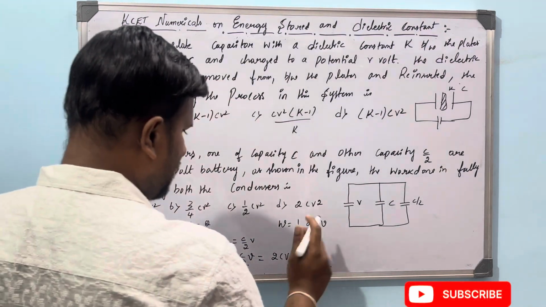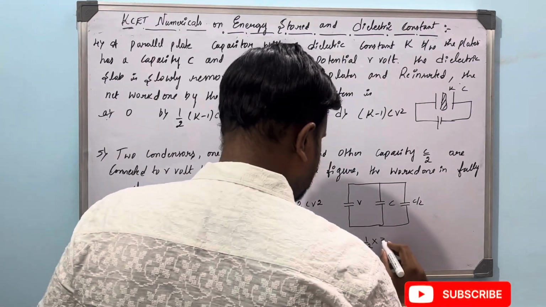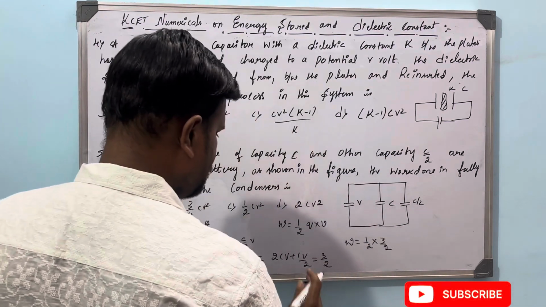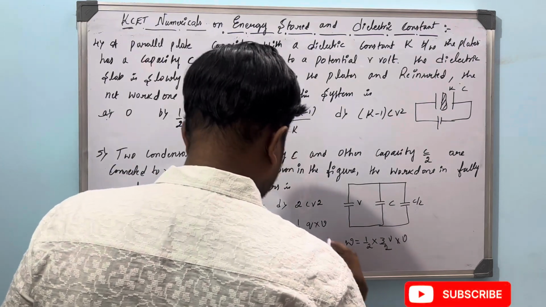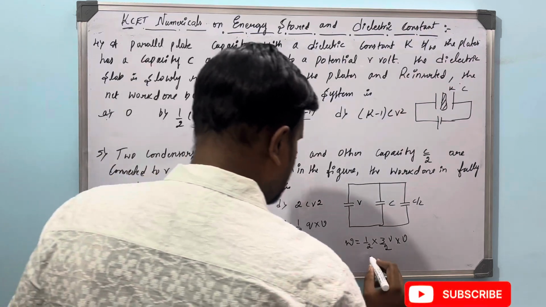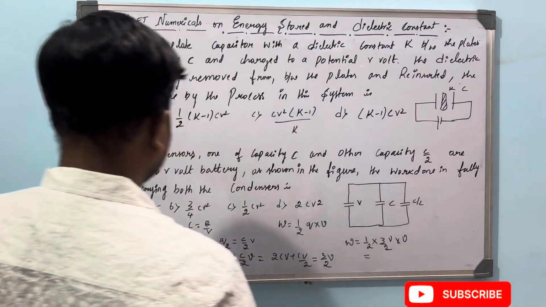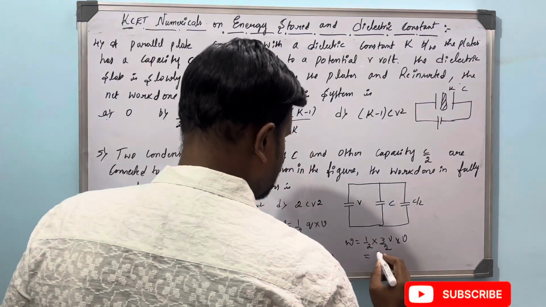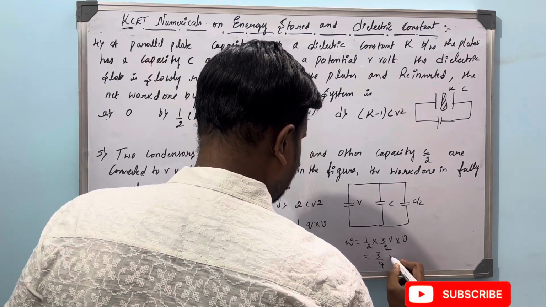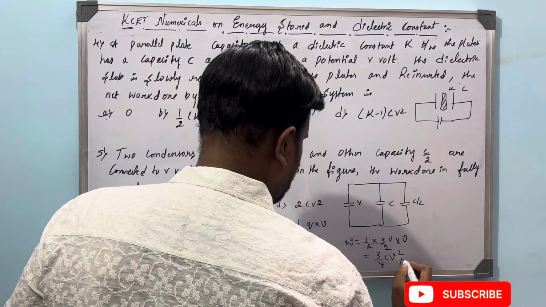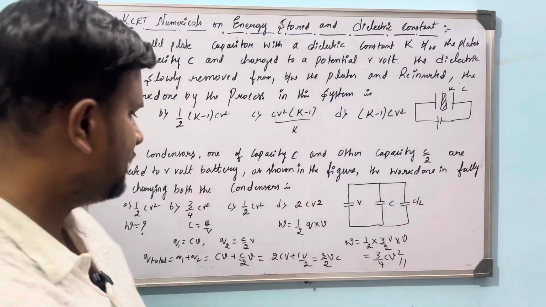Okay, now we got the Q value. Now substitute here. W is equal to half, what is the Q value? 3 divided by 2 CV into V, sorry, I have missed C and V here. So now 3 ones are 3, divided by 2 2s are 4, 4 into V into V, V square. Okay, so 3 by 4 CV square is the answer.